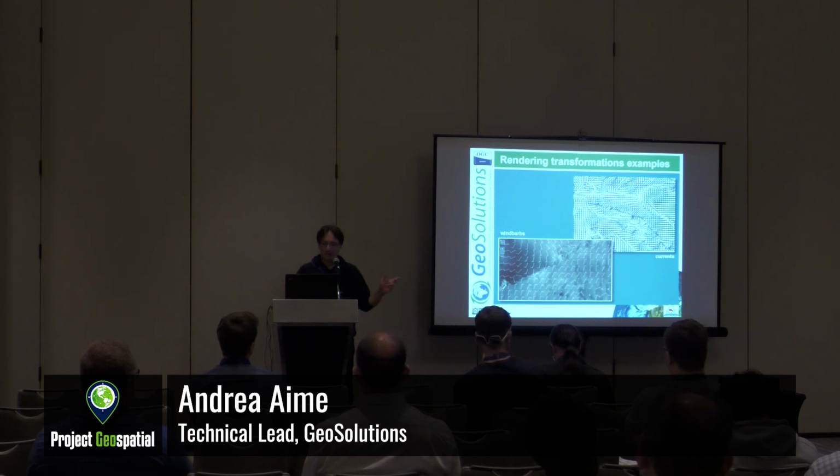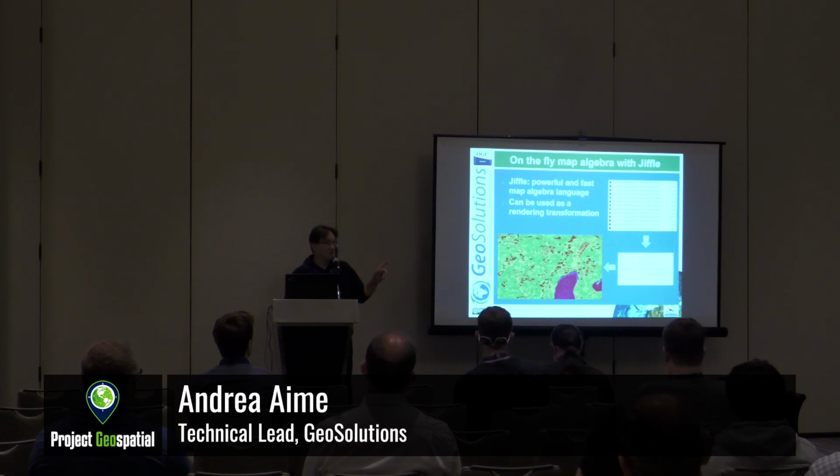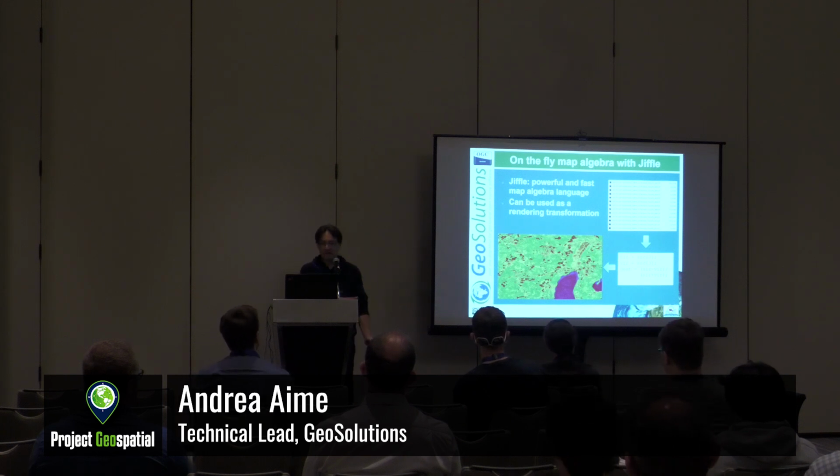Two more examples, wind barbs, current map, and one more example using GFOL, which is our raster algebra language that computes on the fly from a multi-band map an NDVI index. So it's basically doing simple math on top of the bands and computing an index which is then displayed through a color palette. And this is done all on the fly. We don't store the NDVI anywhere.